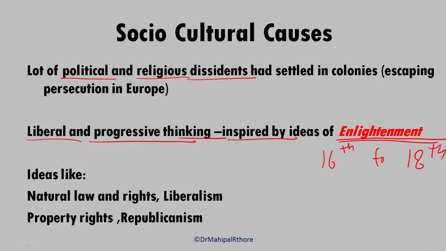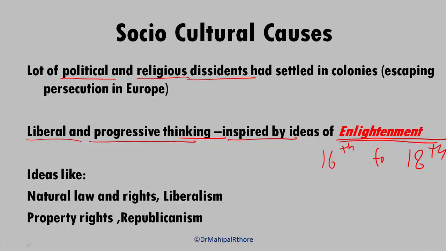People started asking questions like why is the king the king? Why will the king's son be the next king? Why cannot I be the king? Why cannot someone else be the king? Such questions were never asked earlier, but during this Age of Enlightenment, people started asking these questions and philosophers gave answers to them.